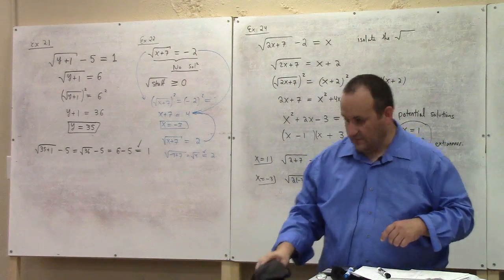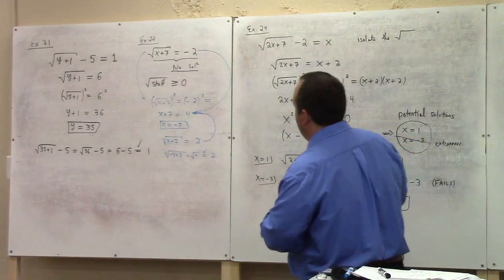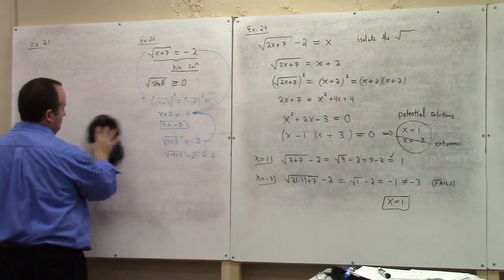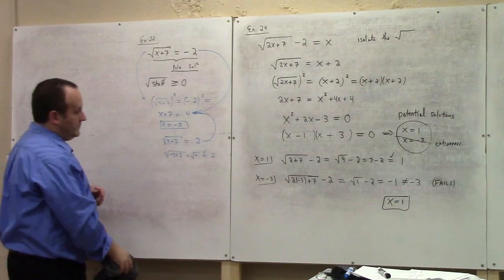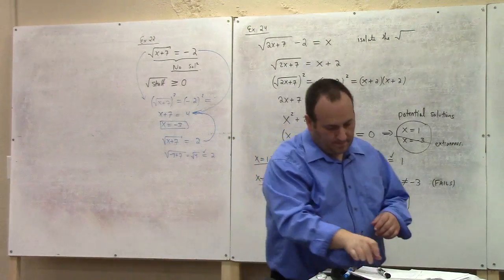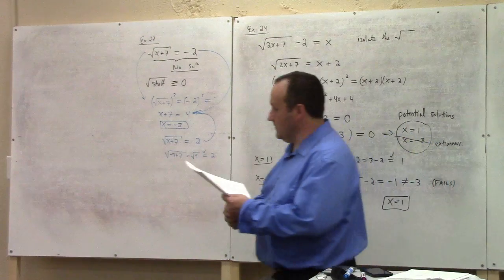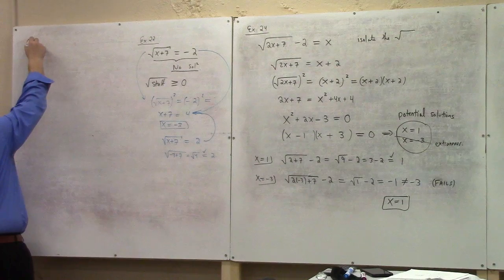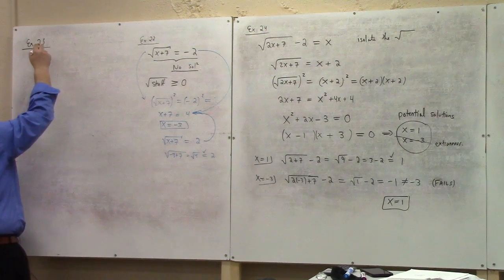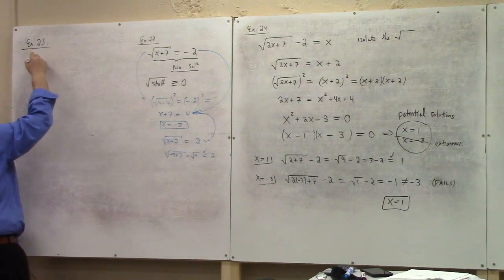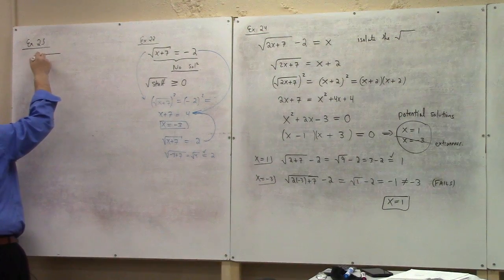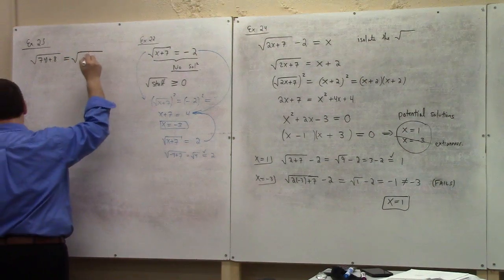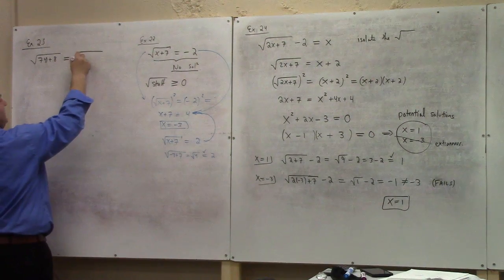Exercise 25 then. Solve square root of 7y plus 8 equal to the square root of 6y plus 12.